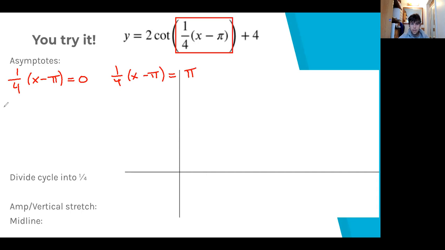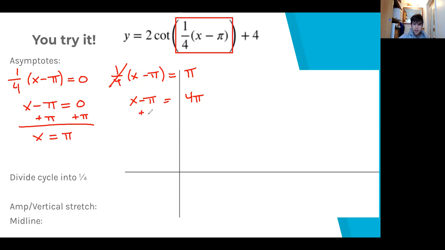All right, so we got to multiply both sides by 4. That's not going to do anything really on this one. We're still going to get 0 because multiplying that by 4 doesn't do anything. And then add pi, and we get x equals pi. So that's one of my asymptotes. Similar idea over here. Multiply by 4. That is going to cancel that one out, and it's going to turn this into 4 pi. And then add pi to get there. And that actually is going to give us x equals 5 pi.